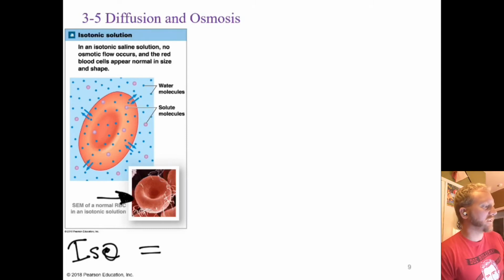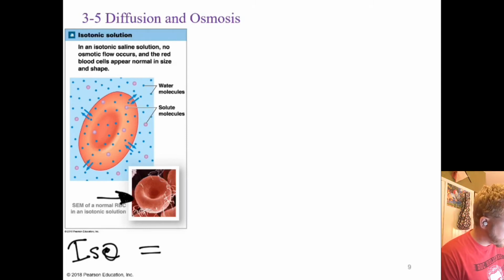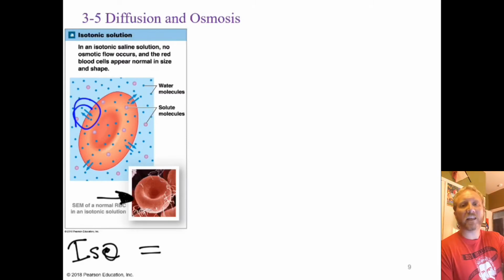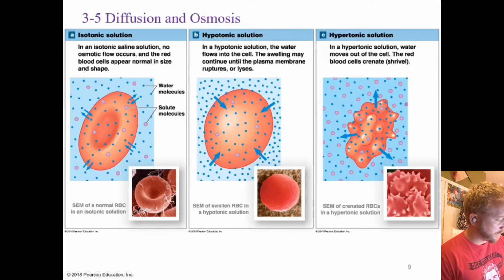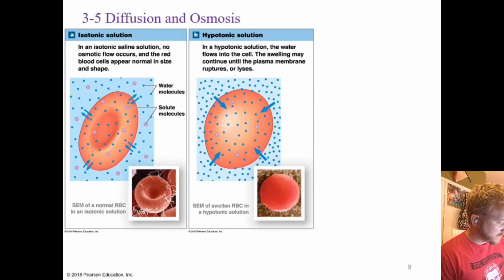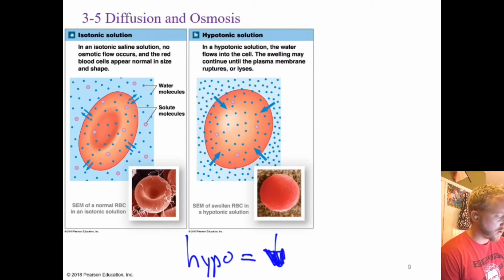And so they look normal in size. We have equal movement. If you look at the arrows, we have equal movement in and out. So what we end up with is no net movement. There's no change. If you have too much water coming in, that means your cell is in a hypotonic solution. Hypo, we've kind of already talked about. Hypo is low or beneath. So what you're doing is you're putting your cell into a solution that has a very low solute concentration.